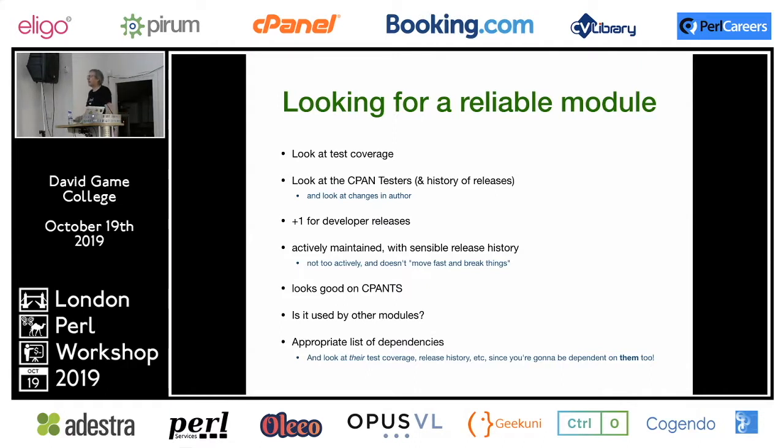If it's actively maintained with a sensible release history, so the move fast and break things is not a good approach for a module on CPAN that lots of people are going to rely on, unless you document it as such. Modulicious have exactly that kind of thing of move fast and break things. But most people who are using it know that, so you kind of know what you're getting. Lots of other small modules on CPAN, you just expect them to always work and to not change, and then not require you to change your code every time there's a new release.